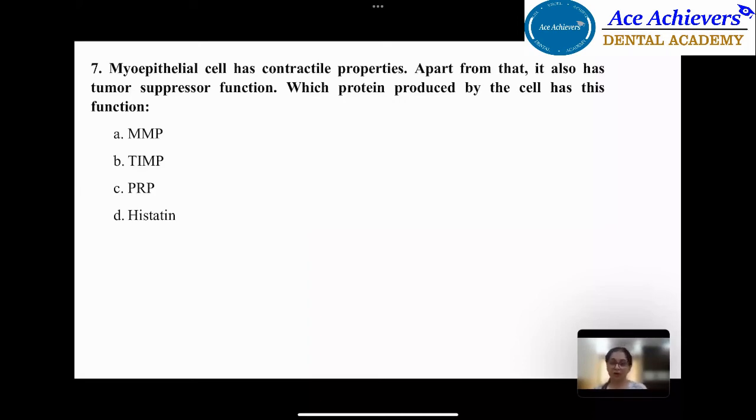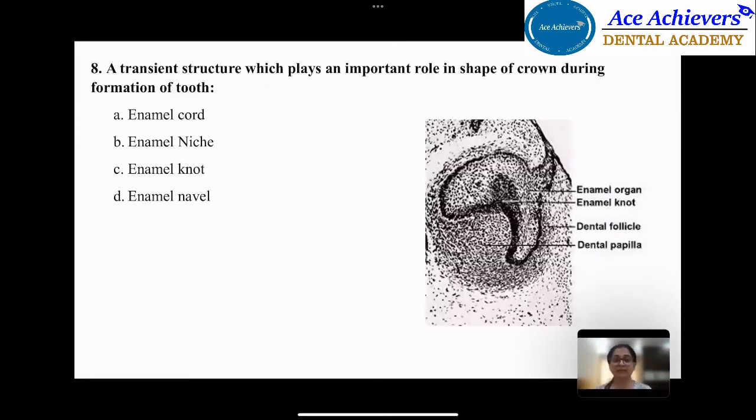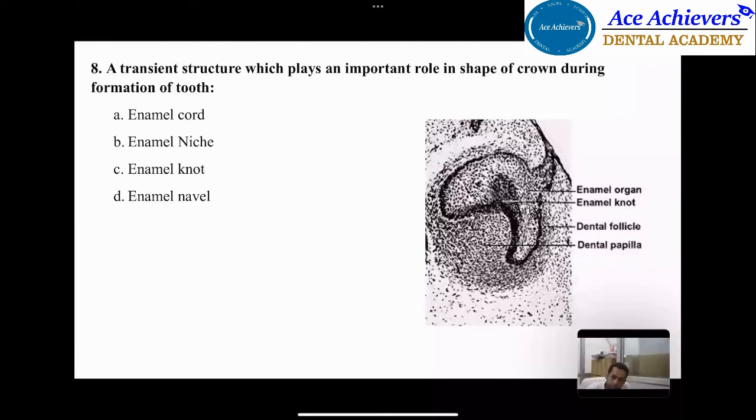Okay, so I hope this is clear to you all. The other two options, the PRP and the histatins, mainly have antimicrobial action in the saliva. So coming to the next, the correct answer here will be TIM, that is tissue inhibitor of metalloproteinases. Okay. So question number 8.